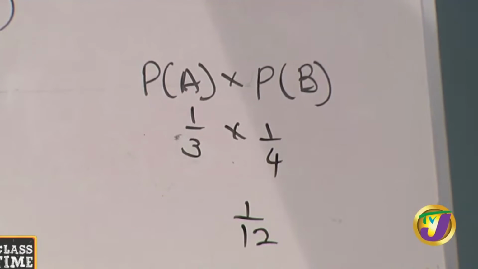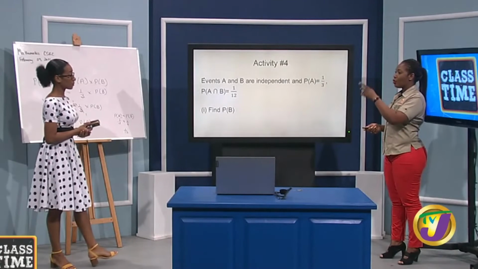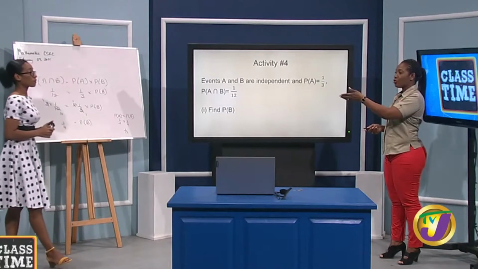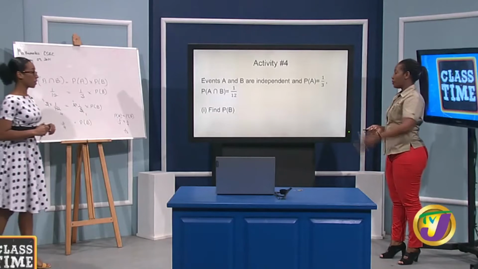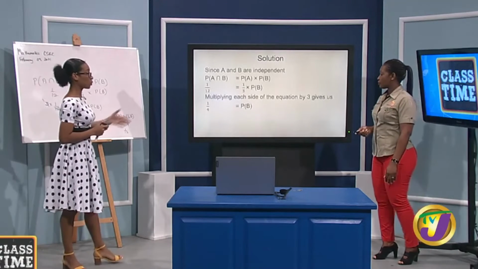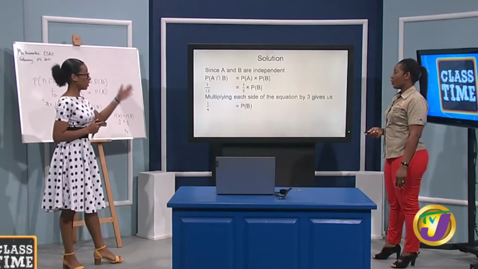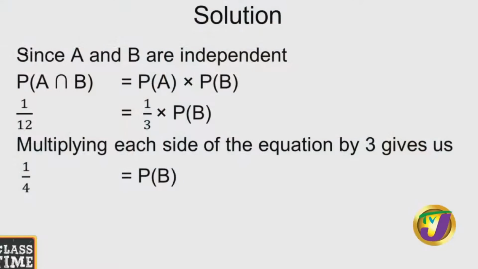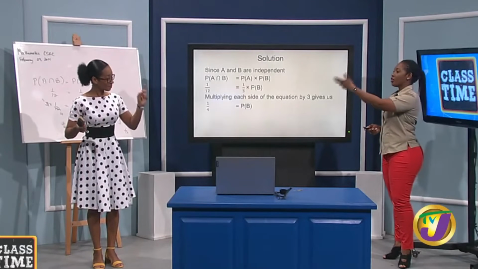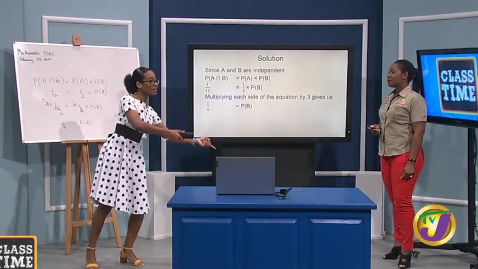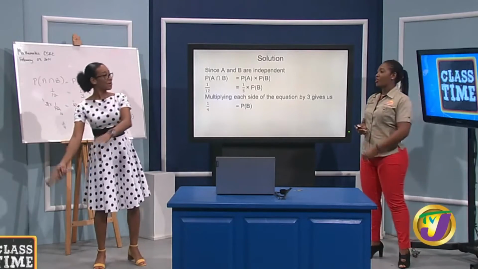So with the fact that we know that both events were independent, we simply use the multiplication rule to solve for one of the unknowns. And here we have our solution right there. See, we're on the right track. So we're multiplying each side of the equation by 3, which gives us the probability of event B is a quarter. And again, what type of events are we looking at? Independent events. That means the occurrence of one does not affect the probability of the occurrence of the other. So the probability of one event does not affect the probability of the other event.